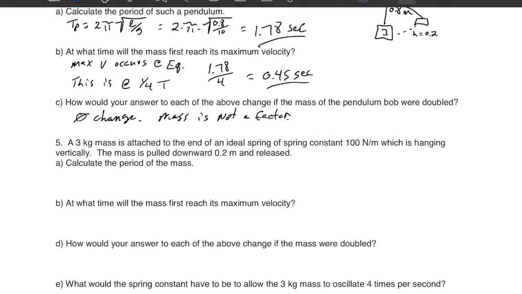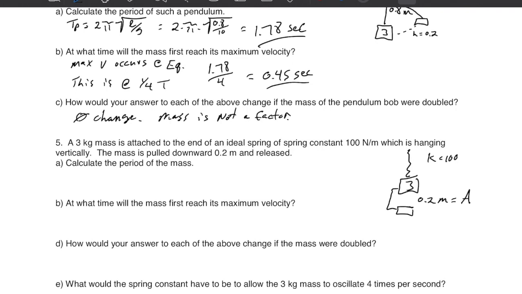Number 5, a 3 kilogram mass is attached to the end of an ideal spring, spring constant 100 newtons per meter, which is hanging vertically. The mass is pulled down 0.2 meters and released. So the 0.2 meters would be our amplitude. That's how far it's displaced from equilibrium, and it will go 0.2 down and 0.2 above equilibrium as it oscillates. Calculate the period of the mass.